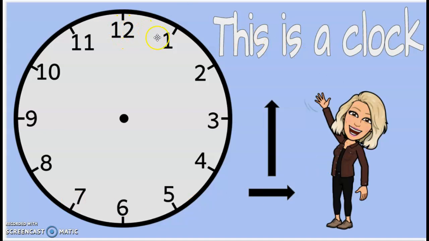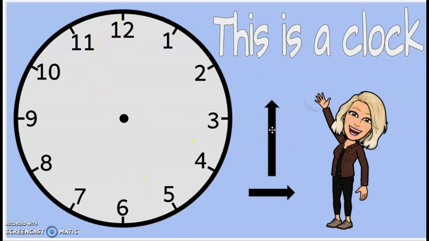So the clock has numbers 1 through 12 on them, and it has a little dot in the middle where these arms over here, these hands, as we call them, are going to be placed. All right, and so the clock has numbers 1, 2, 3, 4, 5, 6, 7, 8, 9, 10, 11, 12, and it stops at 12 and starts over, okay? So you won't have 13 o'clock, okay? You're gonna stop at 12.